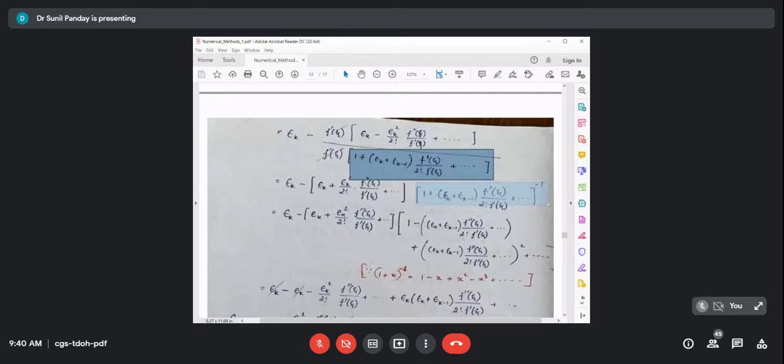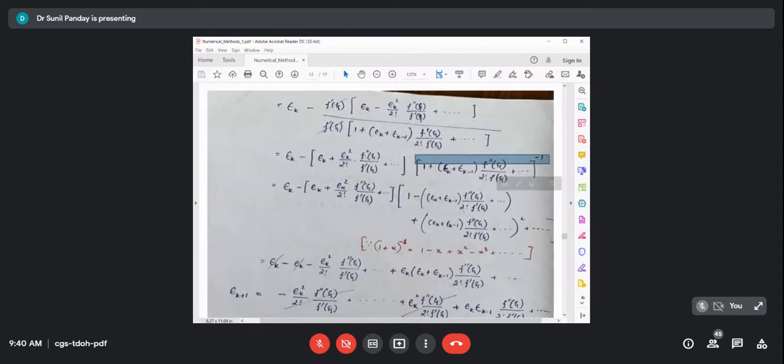and then we assume this whole thing as a capital X, and then we expand it like 1 plus x raised to power minus 1. So like this we expand. So if we expand this, we have 1 minus epsilon k plus epsilon k minus 1 f double dash j upon 2 factorial f dash j, till the single power, then second power, and then third power. Like this we will get these expressions.